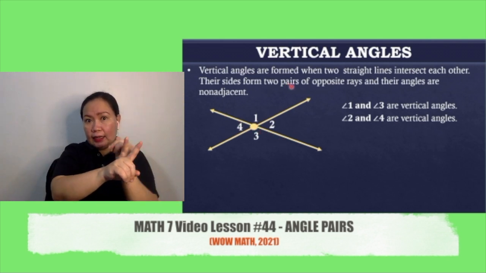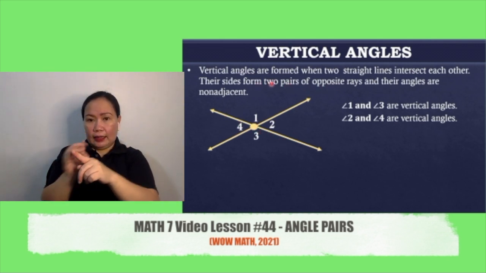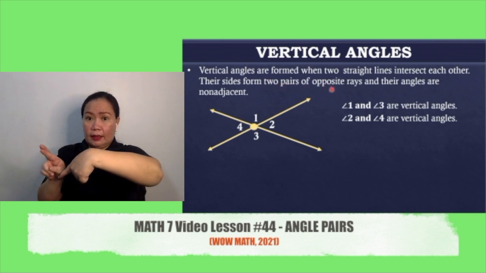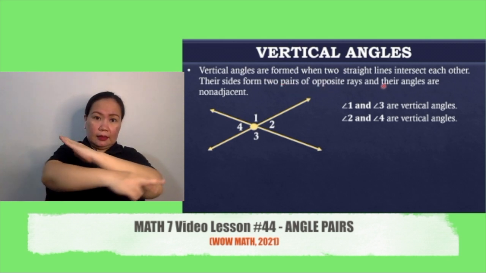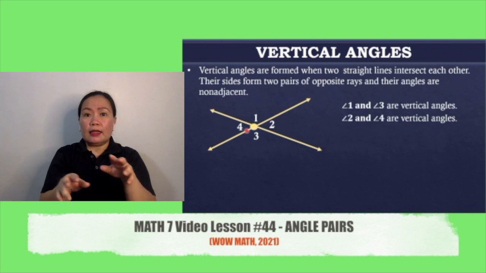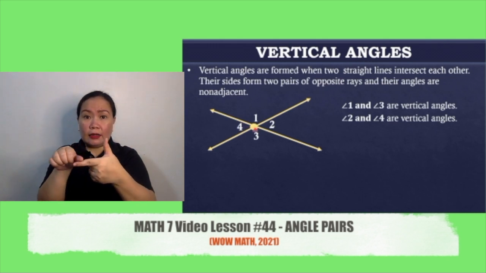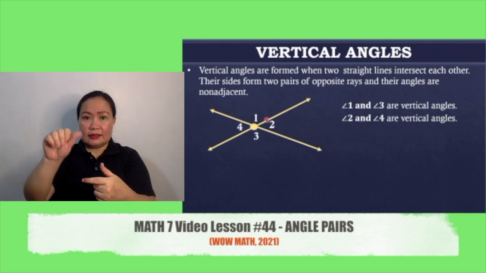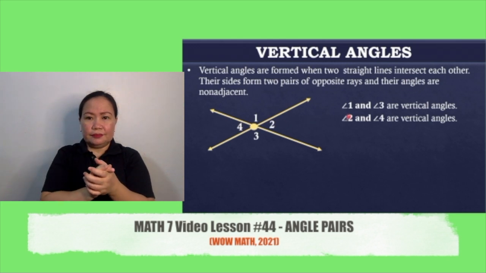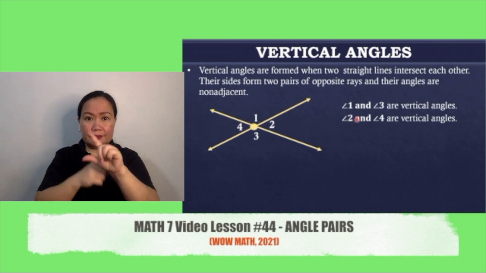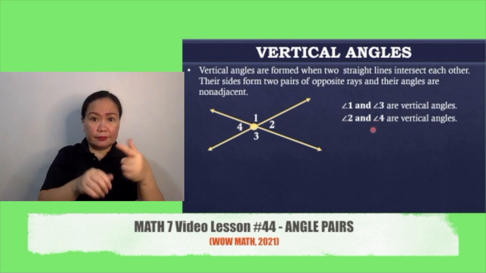Okay, so yun po yung sinasabi dyan. Yung sides po nila ay opposite rays. Okay, and their angles are non-adjacent. So, hindi yan magkatabi, tapatan po sila. Okay, so angle 1 and angle 3 as well as angle 2 and angle 4 are vertical angles.